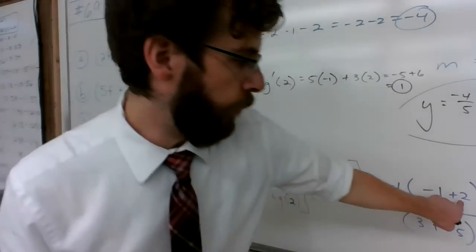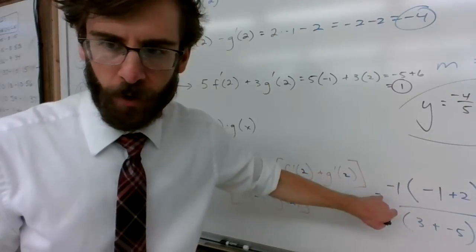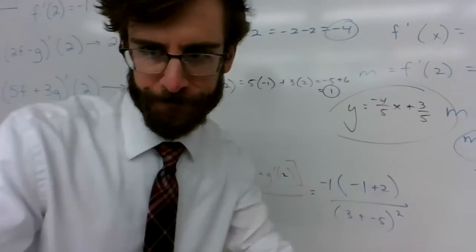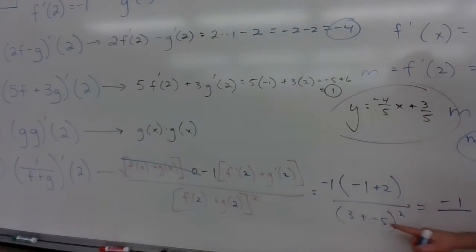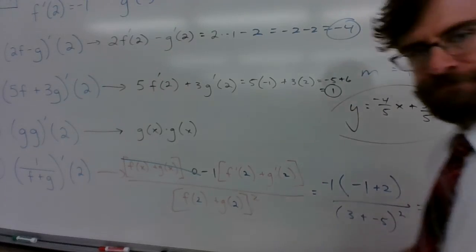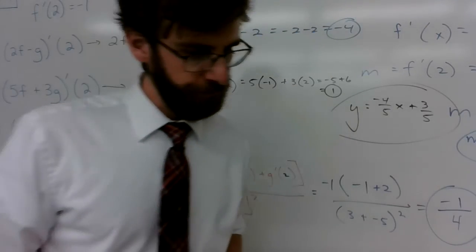So that gives us 1 times -1. You guys can barely see that. The bottom is going to be -2 squared. That'd be a +4 on the bottom. All right.